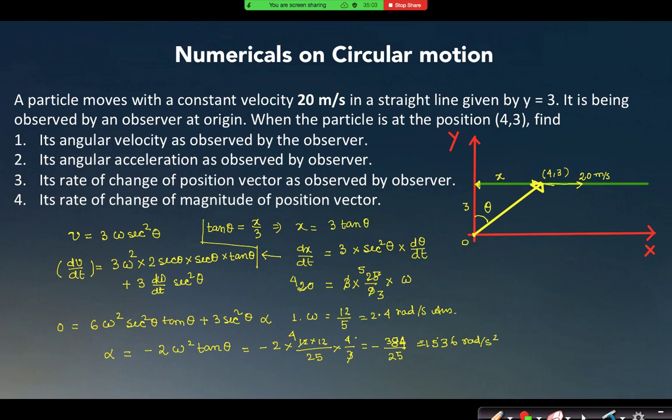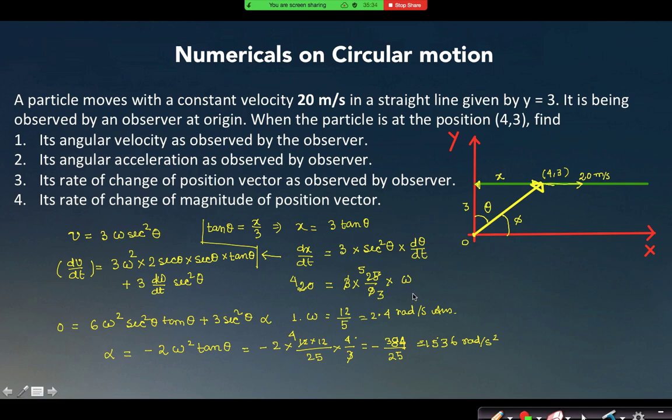Now, if someone says that no, I will measure theta not from the y-axis, but from the x-axis, suppose it is phi, will he or she get the same answer, or will there be some difference in the answer? The difference is 90 degrees minus theta. Will the magnitude change, or will the magnitude remain the same?